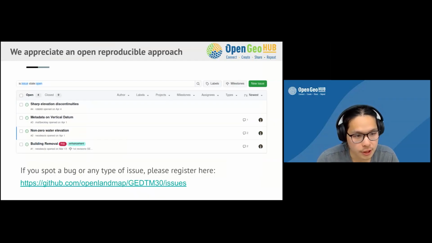We also appreciate contributions and an open, reproducible approach. We already have some issues that people have spotted in our product. So you can also come here, take a look at the data, and if you find some problem, you can report the bug or any type of issue here, and we can actively solve it together and make the product better. Next one.